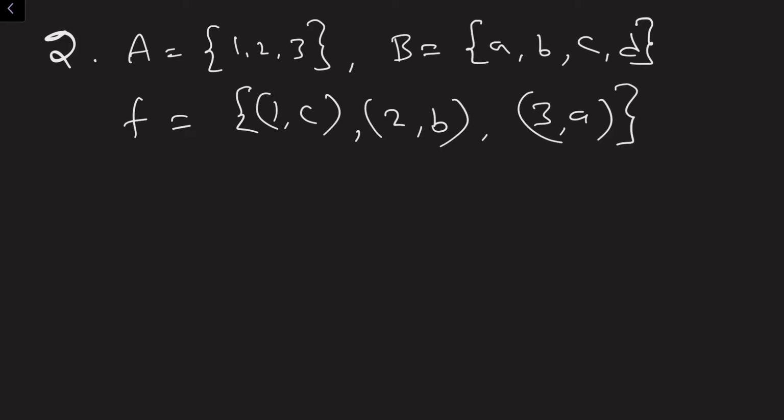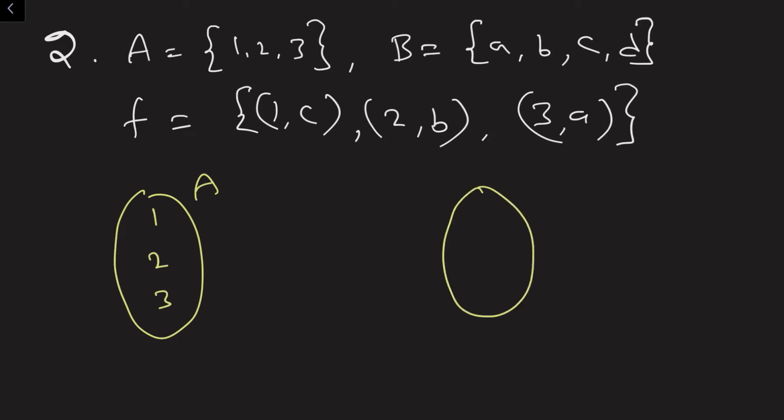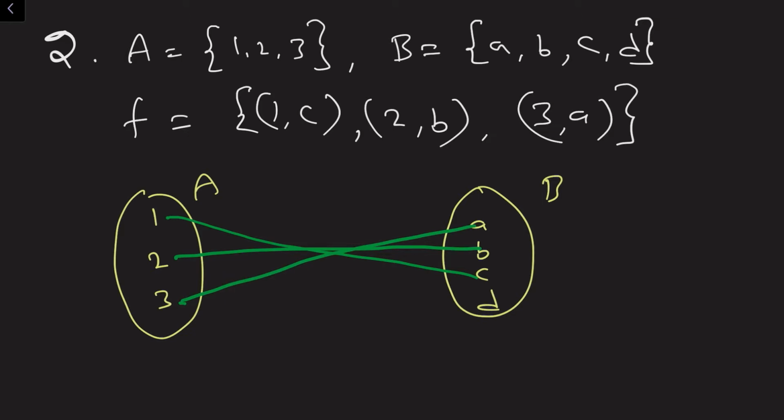First write the set A and set B. In the set A we have 1, 2, 3, and in the set B we have a, b, c, d. According to the function f: 1 comma c, 2 comma b, 3 comma a. Every element from the set A has a unique image, so we can conclude that this is a one-one function. One-one function is also called an injection.